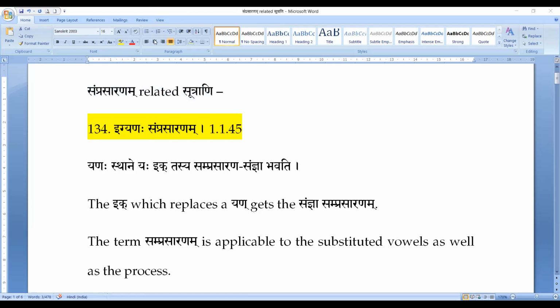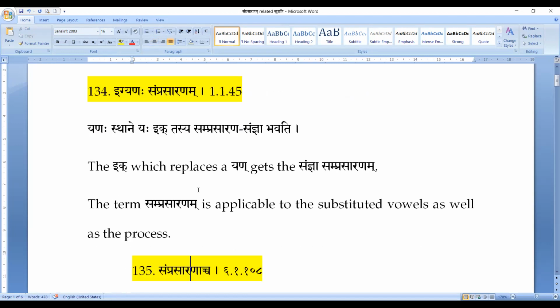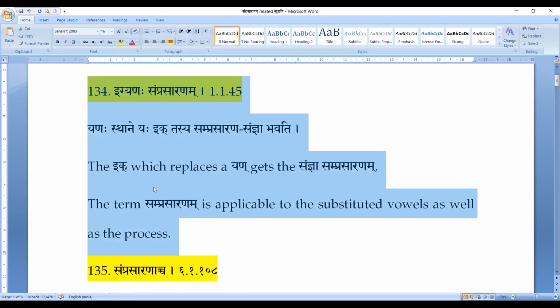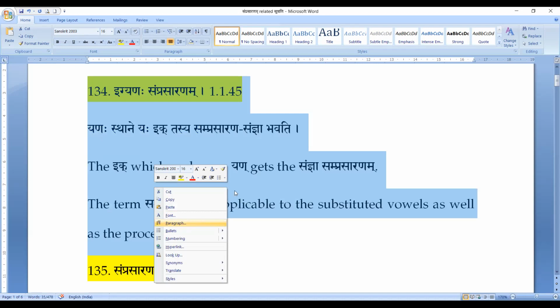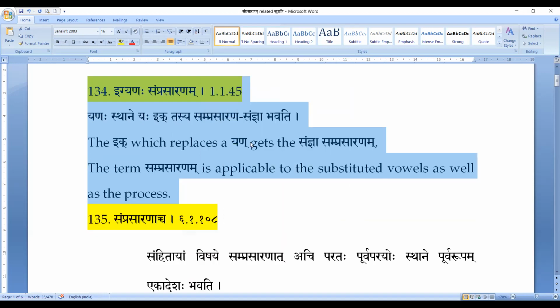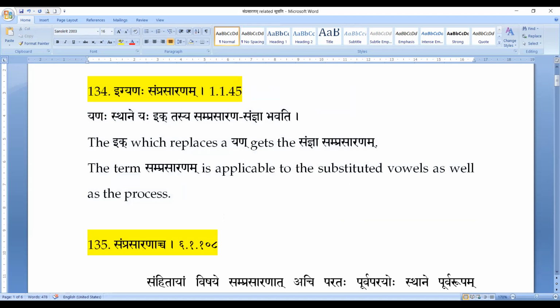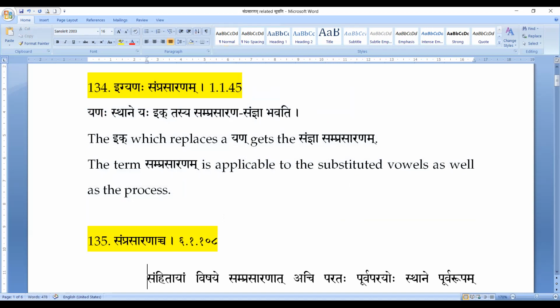The replacement of yan by ik, that is Prasaranam. Also, the Adesha is called Samprasaranam. So the word Samprasaranam is for both the Adesha as well as the process. Now, that's a Sanya Sutra. Nothing more to that. So what is Samprasaranam? We know now. In the case of Yan Sandhi, what happens? The ik letter is replaced by Yan. In the case of Samprasaranam, the Yan letter is replaced by ik. That's the difference. Now, first we will see all the sutras related to Samprasaranam. Then we can see what will happen there. Then Samprasaranat cha, the next sutra.